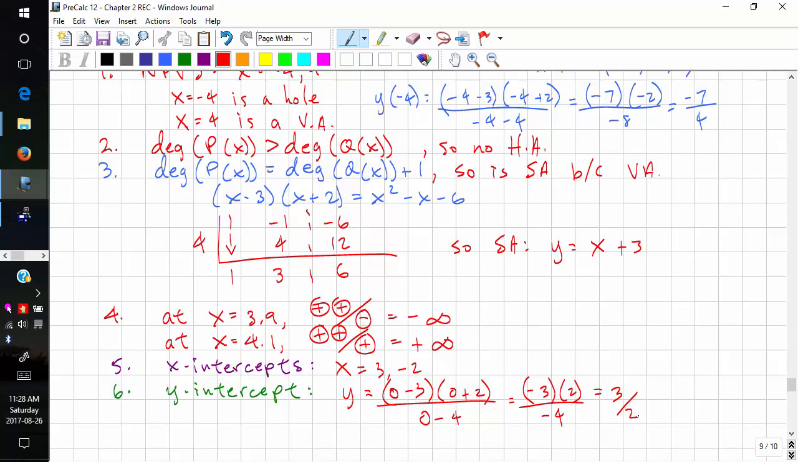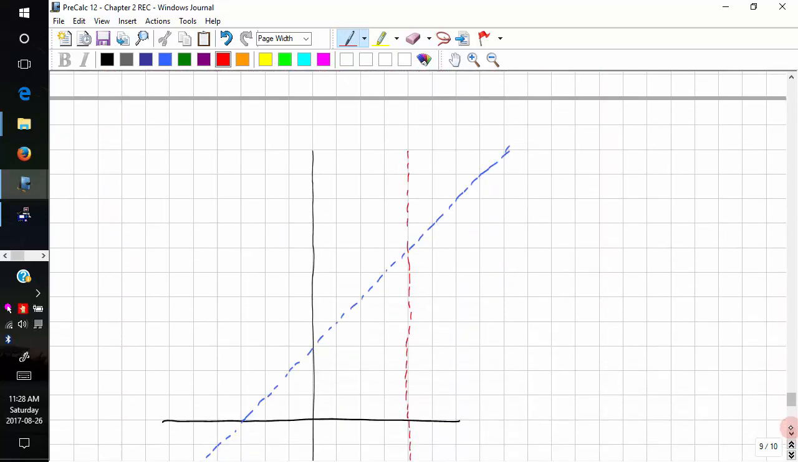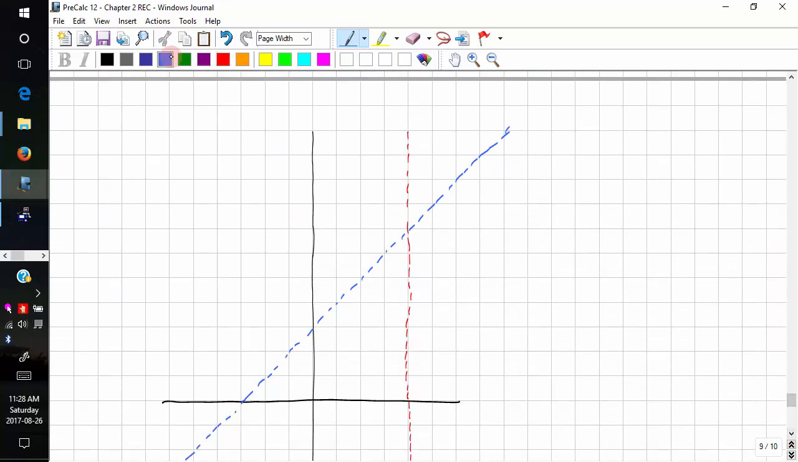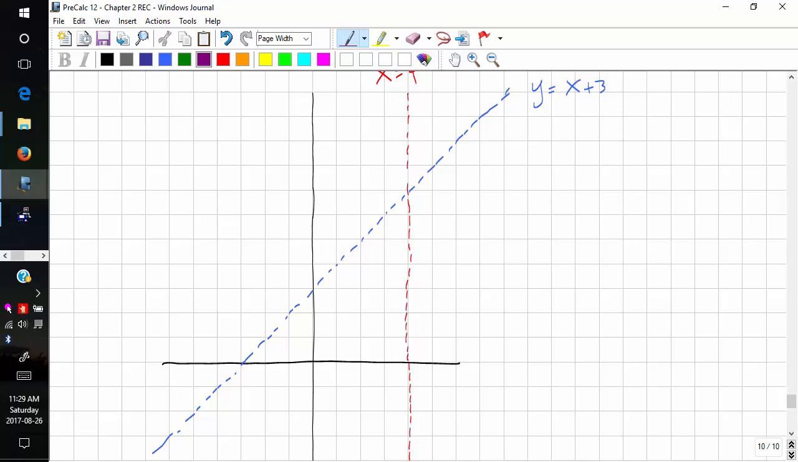Now we can go ahead and plot. Let's label our asymptotes. Y equals x plus 3, that's our slant asymptote, and our vertical asymptote is x equals 4. And we plot our intercepts. Negative 2, should label them, negative 2, 0. And we have 0, 3 over 2. And we have 3, 0.